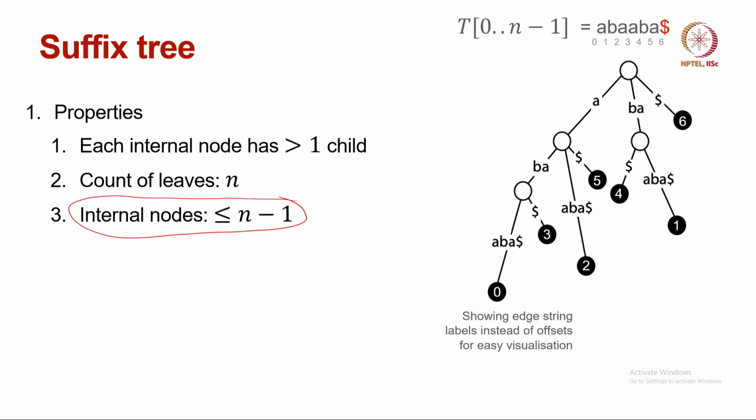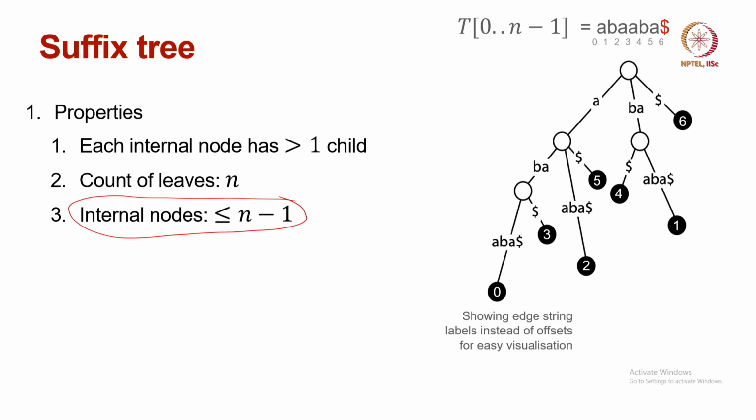Now, why is this important? Because you can easily see that in the suffix tree there is a single root, we have n leaves and we have at most n minus 1 internal nodes. So, therefore, the total number of nodes in the suffix tree is linear in terms of the text size.